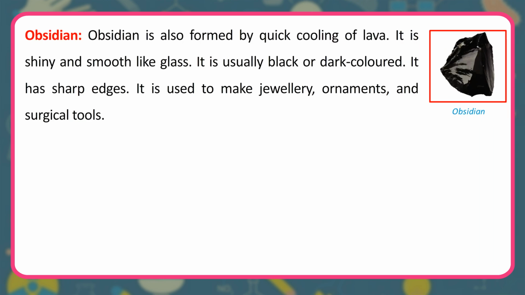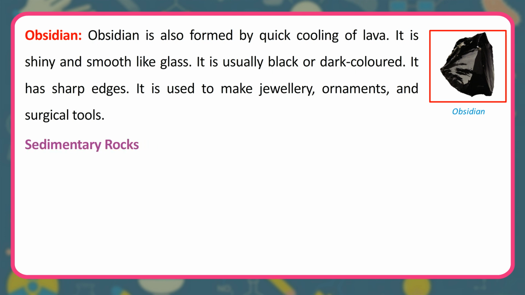Obsidian. Obsidian is also formed by quick cooling of lava. It is shiny and smooth like glass. It is usually black or dark colored. It has sharp edges. It is used to make jewelry, ornaments, and surgical tools.